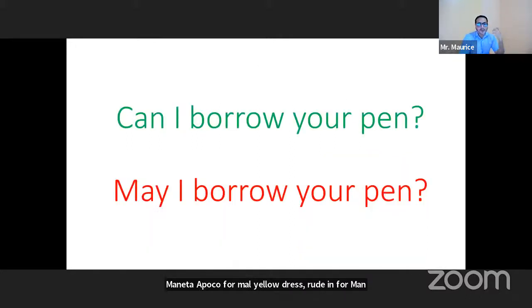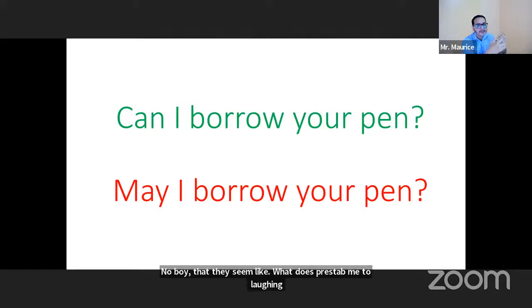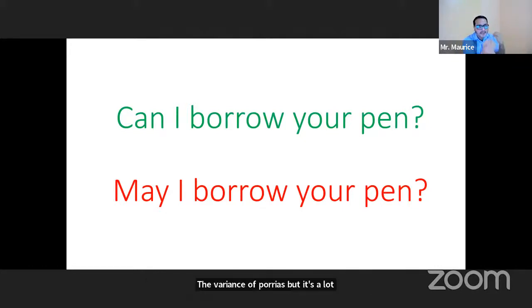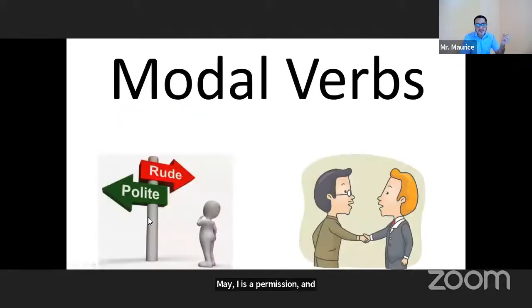A una persona que no conoces no puedes decirle ¿puedes prestarme tu lápiz? Debería ser ¿podrías?, ¿verdad? Esa es la gran diferencia entre el can y el may. En este caso, las dos preguntas que ven ahí son permission, porque vas a pedir a alguien que te permita hacer algo. It's a permission. Puedo, can I, podría, may I. And both permissions must use modal verbs, rude or polite.